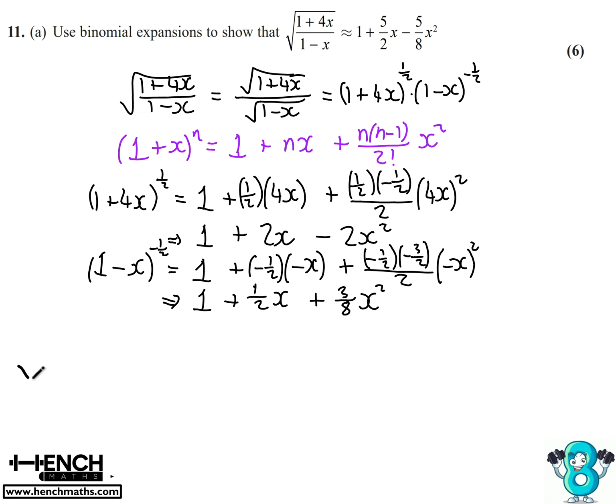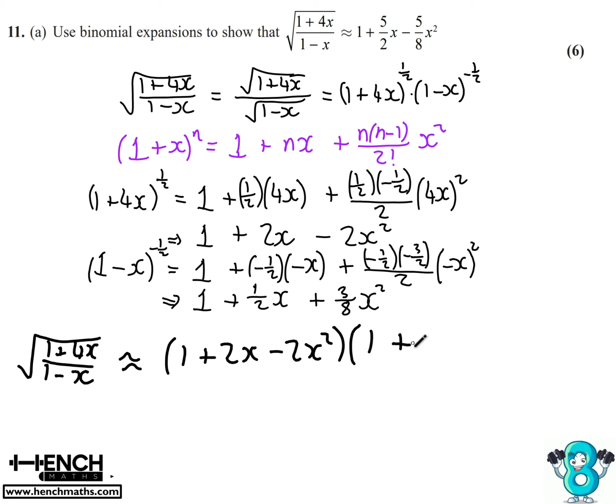So therefore our original expression, so 1 plus 4x, all divided by 1 minus x all square rooted, is going to be approximately equal to these two things we've just calculated multiplied by each other. So 1 plus 2x minus 2x squared multiplied by 1 plus a half x plus 3 over 8x squared. Now when I'm going to multiply this out, we're only going up to x squared, so we can ignore the x cubed things. So when expanding this, what I'm going to do is layer my answer.